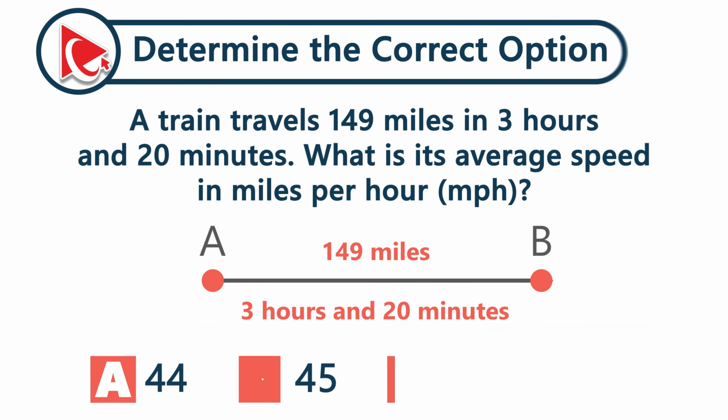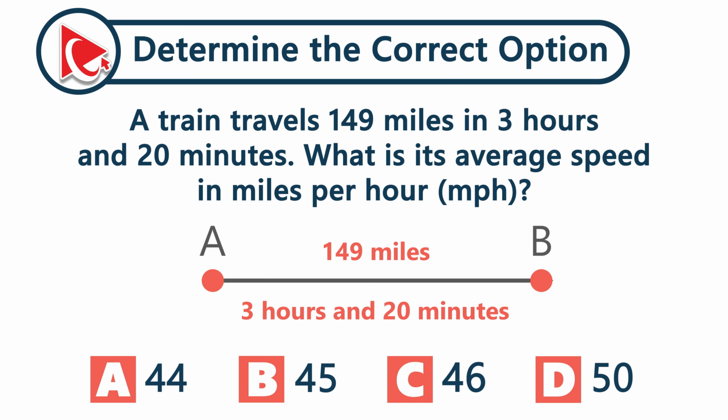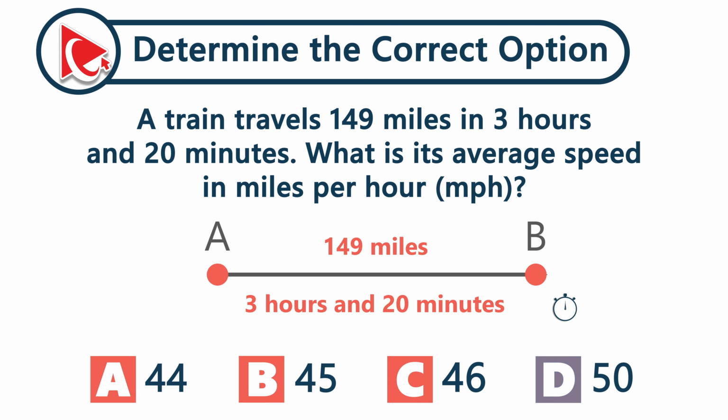A train travels 149 miles in 3 hours and 20 minutes. What is the average speed in miles per hour? A, 44, B, 45, C, 46, or D, 50 miles per hour?